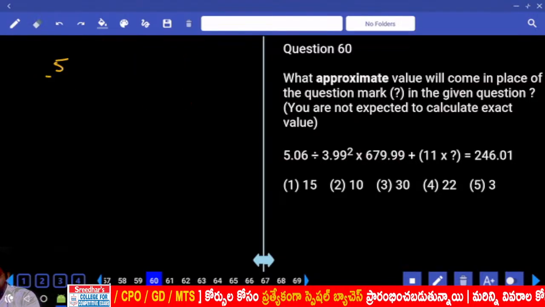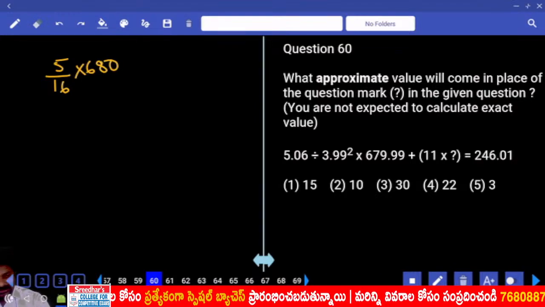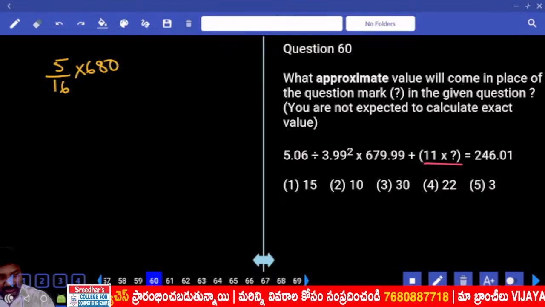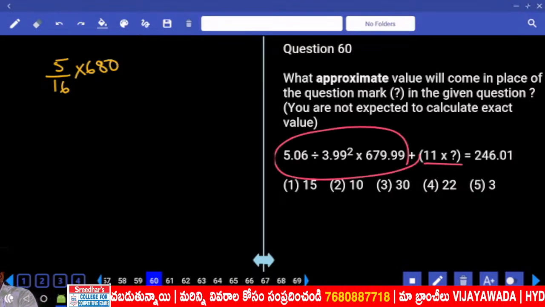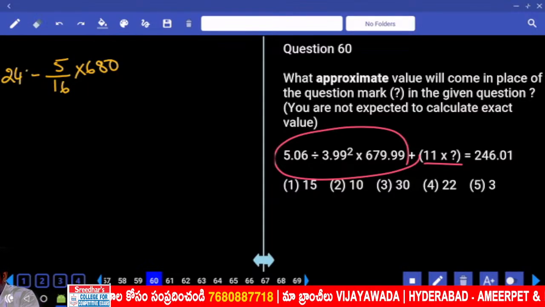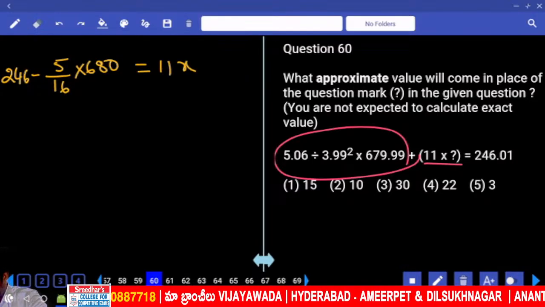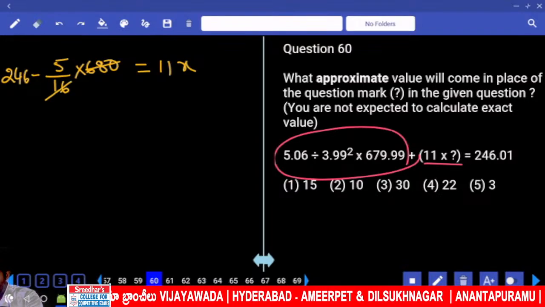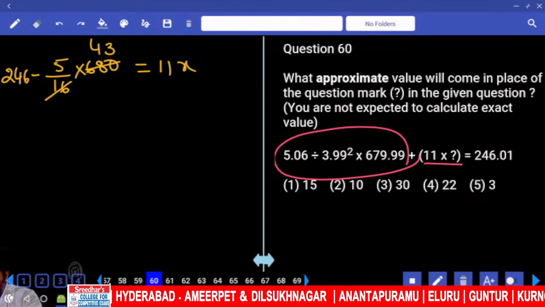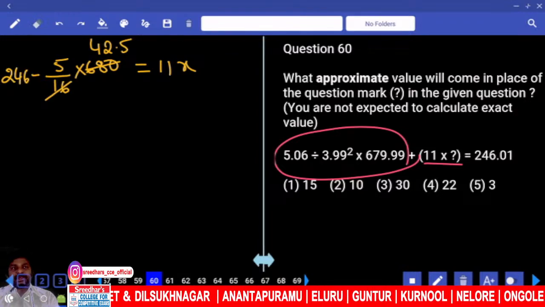5 by 4 square 16 into 680 plus 11x. X is in left hand side, that too positive, keep it as it is. So let us take this number to right hand side, so it becomes minus. Right hand side already we have 246. This is equal to 11x. Are you okay? 16 4 times 64, 40 we have, 2.5. 5 times of 42.5.